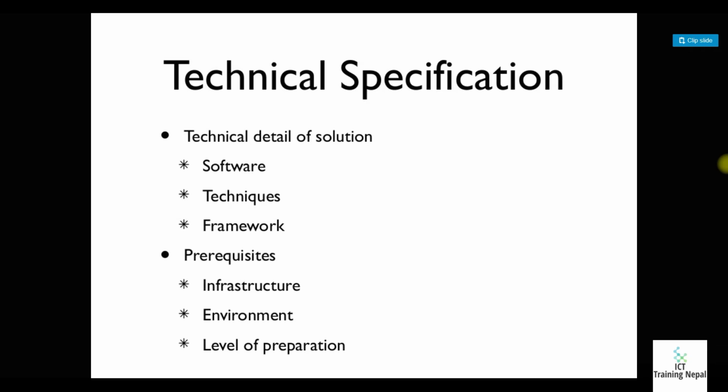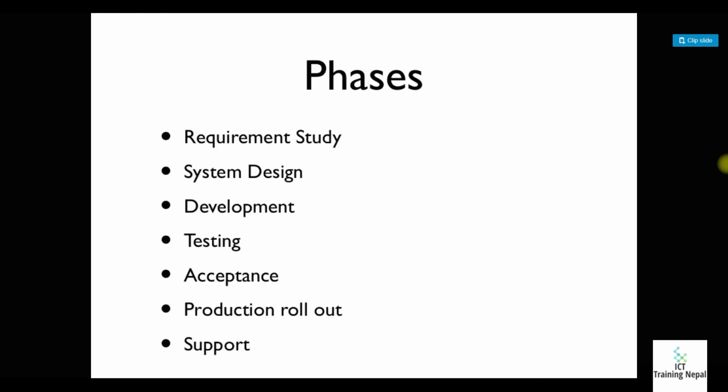And the techniques, what are the techniques you are going to make for the technical details? Techniques means which techniques you are going to apply, and which type of framework you are going to apply. For example, for web it can be the Laravel framework, and for others it can be other frameworks. So these are the frameworks. Okay, so the prerequisites are the infrastructure, environment, and level of preparation. What is the infrastructure there, what is the environment there, and what is the level of preparation for that technical specification.